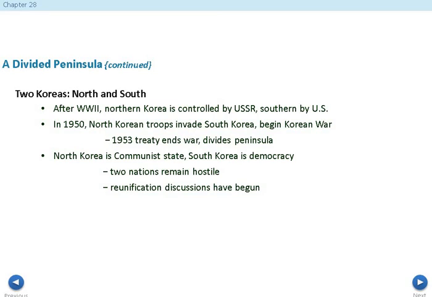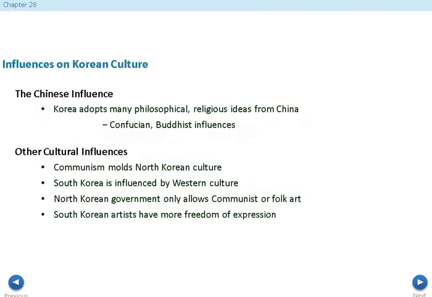If you know your American history, this is where a general by the name of Douglas MacArthur is going to be forced to the north, and he's basically going to lose his job because he goes into China. But in 1953, the treaty ends the war, and the peninsula is going to be divided. North Korea becomes a communist state. South Korea is a democracy. The two nations do remain hostile. Now, in around 2000, reunification discussions had begun. Currently, right now, that's probably the furthest thing from anybody's mind because of some things that are going on. Reunification was a discussion, but now it's not.